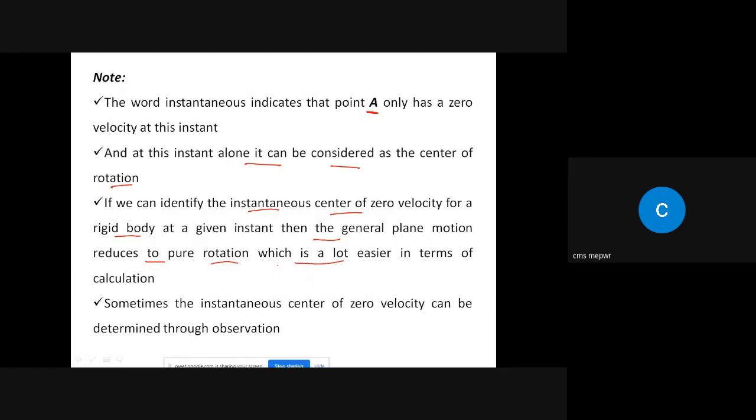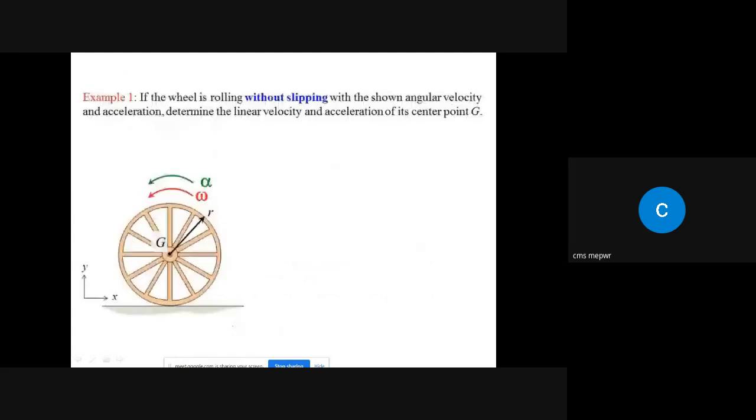So how can we identify the instantaneous center of zero velocity? Sometimes it is very easy. It can be identified through observation. Just by observing the system, you can identify the instantaneous center of zero velocity. But in some cases, if it is not obvious, the question arises of how we can find it. Let's go through this example, and then we will discuss how we can find it.